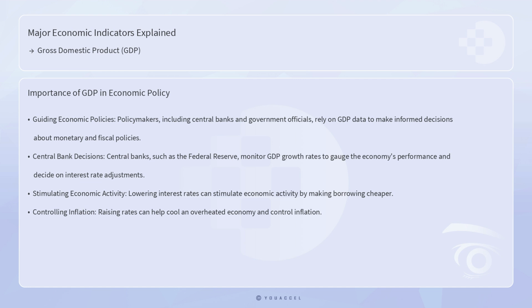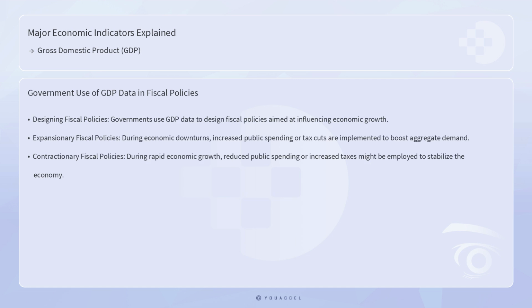and control inflation. Similarly, governments use GDP data to design fiscal policies aimed at influencing economic growth. During periods of economic downturn, a government might implement expansionary fiscal policies, such as increased public spending or tax cuts, to boost aggregate demand. Conversely, during periods of rapid economic growth that might lead to inflation, contractionary fiscal policies, such as reduced public spending or increased taxes, might be employed to stabilize the economy.